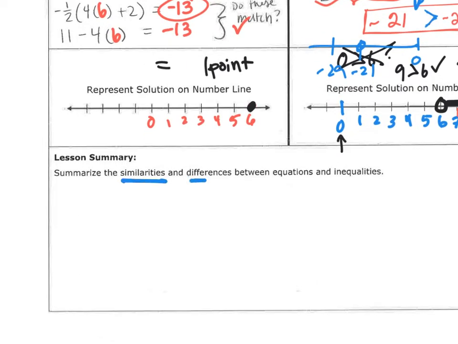Now, what are the similarities and the differences between these? We did similarities just a minute ago. So I want you to deal with what are the differences between equations and inequalities. I want you to pause the video and jot down some ideas and then come back and watch the video and see if I get them all.